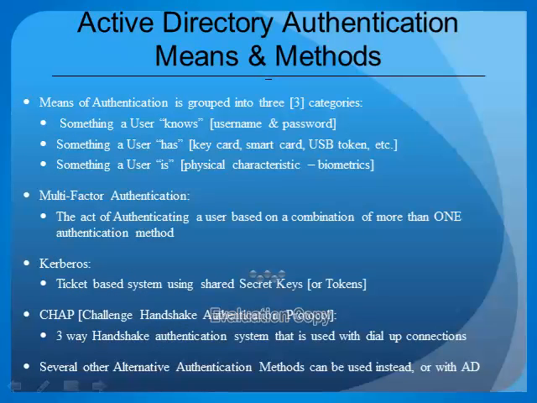Active Directory authentication means and methods. Means of authentication is grouped into three categories. 1. Something a user knows. This is usually a username and a password. 2. Something a user has. This is usually a key card or a smart card or a USB token. And 3. Something a user is. This is a physical characteristic of that user, some type of biometrics.